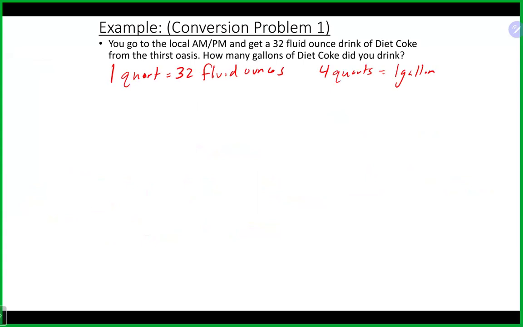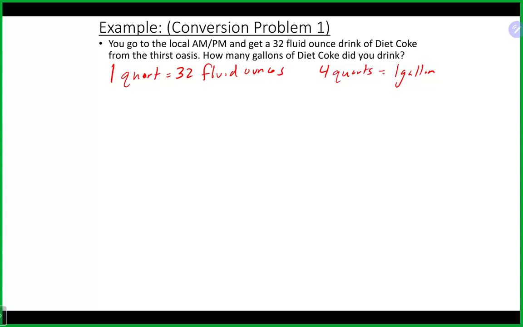Here's some equalities that might be helpful. 1 quart is 32 fluid ounces, and 4 quarts is a gallon. So take some moments here, set it up with dimensional analysis, and see what you end up with. Okay, so let's take a look, see how you're doing.